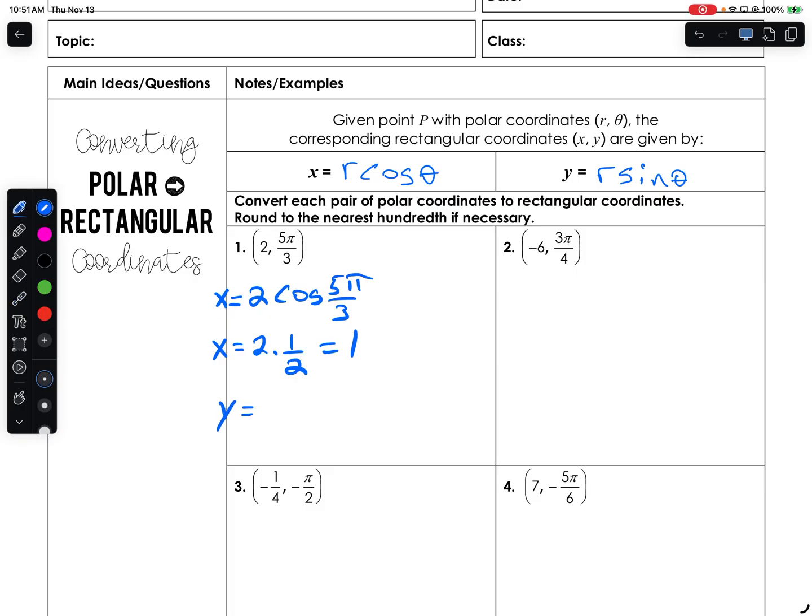So y is 2 times, the y value is negative root 3 over 2. And then the 2's are going to cancel. So you get negative root 3. You write your answer as an ordered pair. That's what it'll be looking for on your test. Okay?